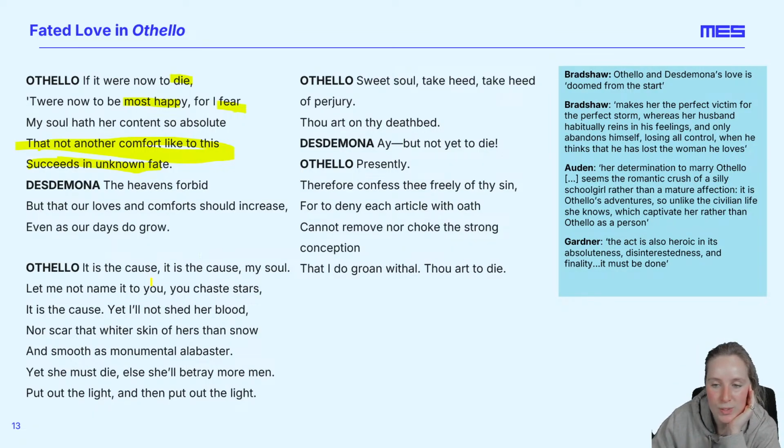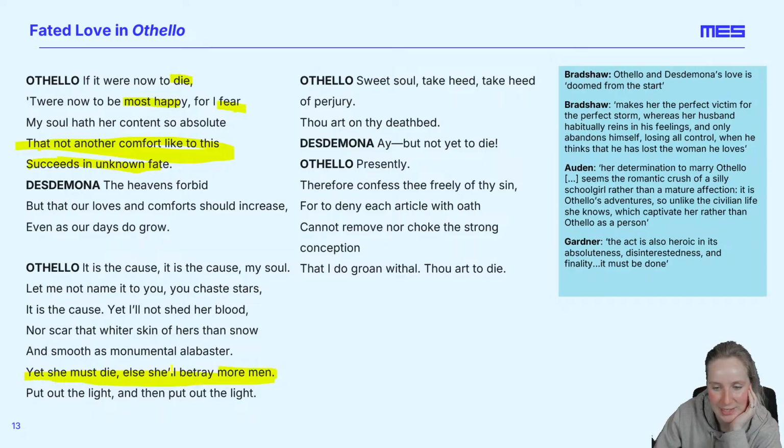Othello also says, it is the cause, my soul. Let me not name it to you, you chaste stars, it is the cause. Yet I'll not shed her blood, nor scar that whiter skin of hers than snow and smooth as monumental alabaster. Yet she must die, else she'll betray more men. Put out the light, and then put out the light.